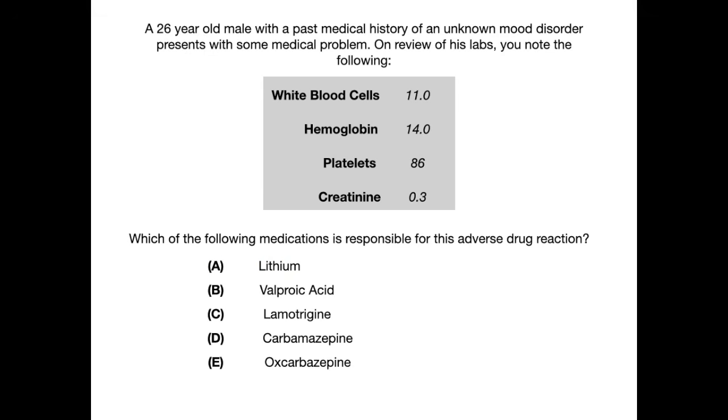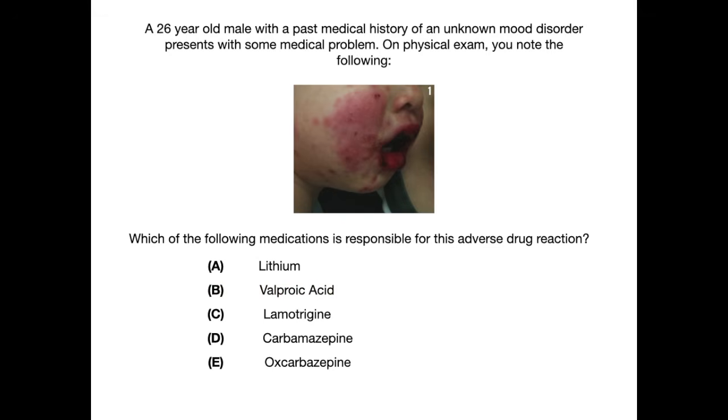What about this example? Pause the video if you'd like some more time to think about it. But if you've been doing enough practice questions, you'll probably recognize that in this example, platelets are low. And the only medication that causes thrombocytopenia profoundly on this list is going to be valproic acid. So B, valproic acid.